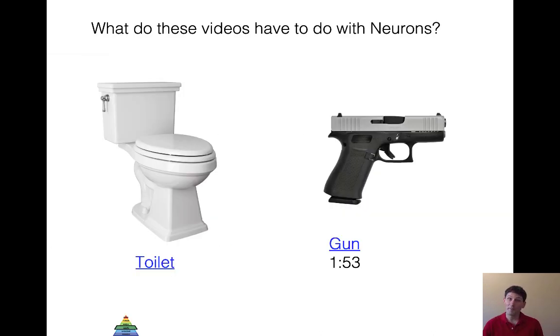So if you remember these videos, pause your video here and think about what neurons have to do with flushing a toilet and shooting a gun.